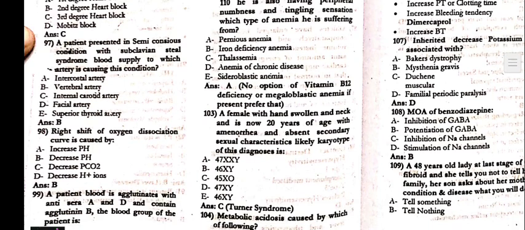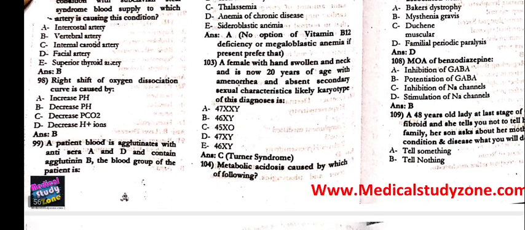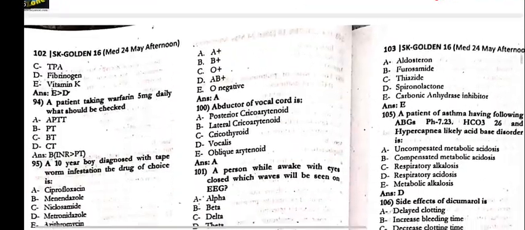The patient presenting in a semi-conscious condition with subclavian steal syndrome: the blood supply to which artery is causing this symptom? The vertebral artery. Right shift of the oxygen dissociation curve is caused by decreased pH. Blood agglutinates with antisera A and B and contains agglutinin B. The blood group of the patient would be A positive.